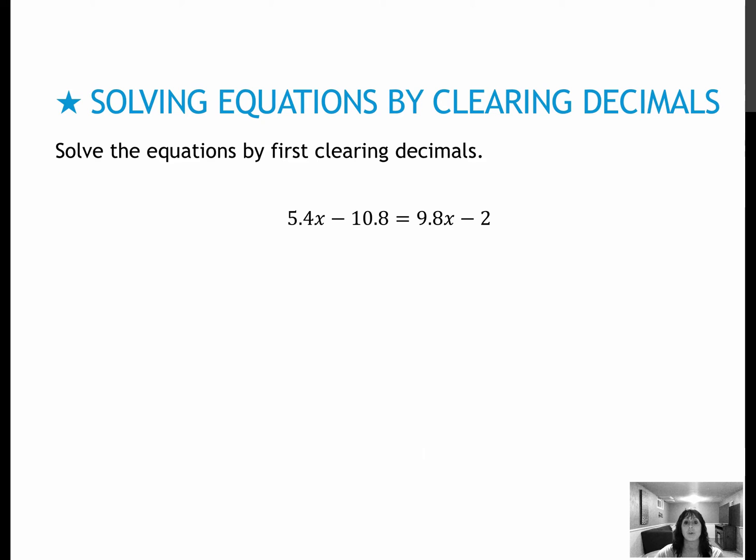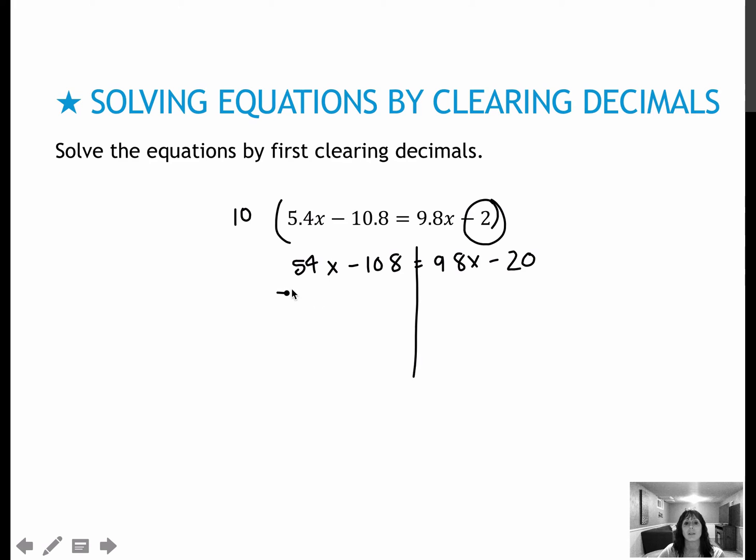And this is the one for you to try on your own. Again, to clear decimals here, I've got tenths place is the biggest place, so everything times 10. 54x minus 108 equals 98x minus 20. Everything times 10. So even this number that doesn't have that decimal, everything times 10. Now let's get everything to one side. So I'm going to subtract 54x from each side. Negative 108 equals 44x minus 20.